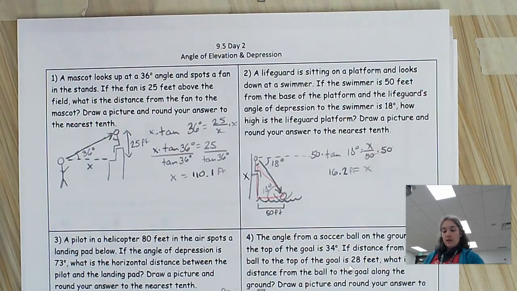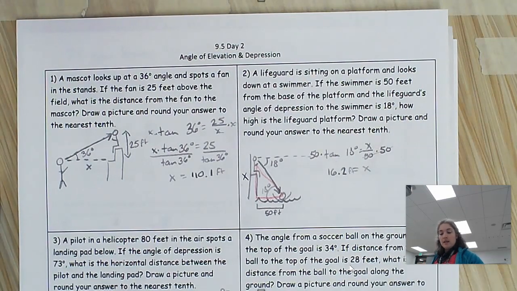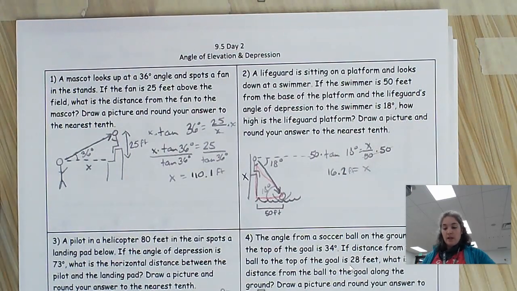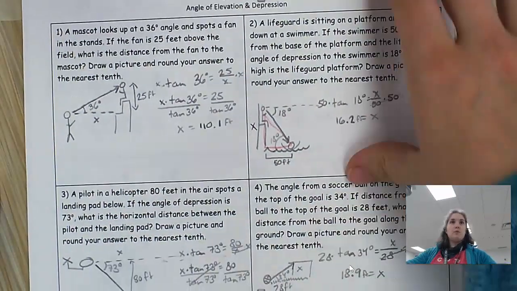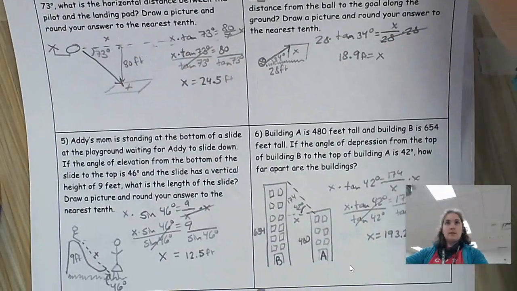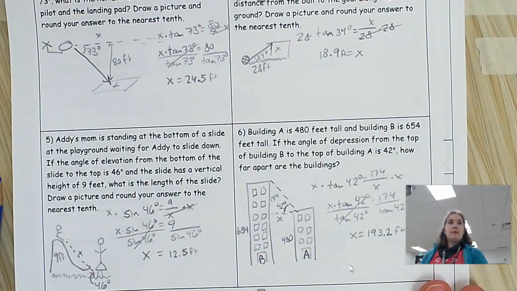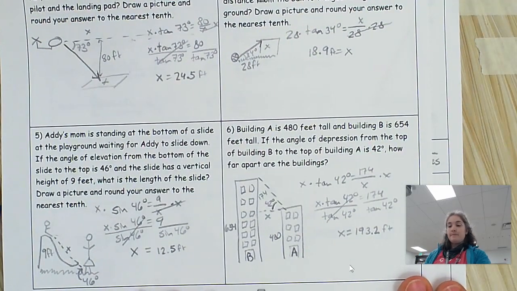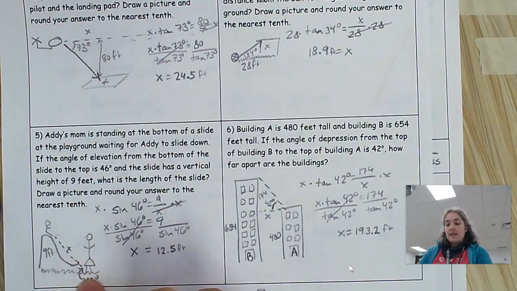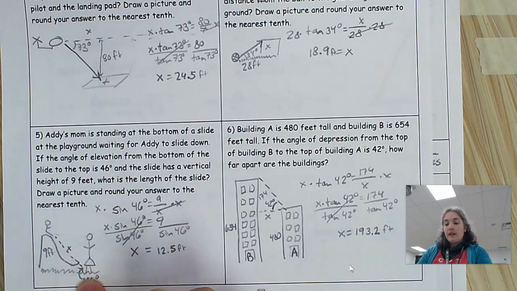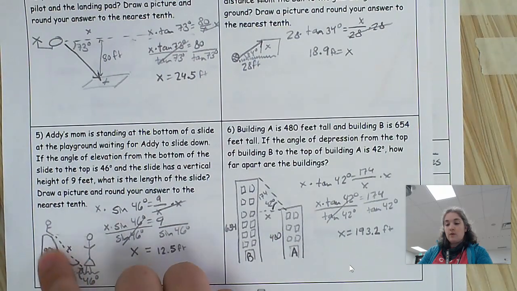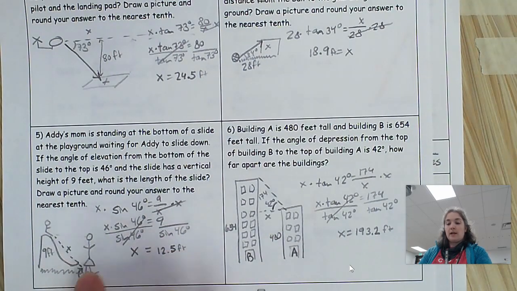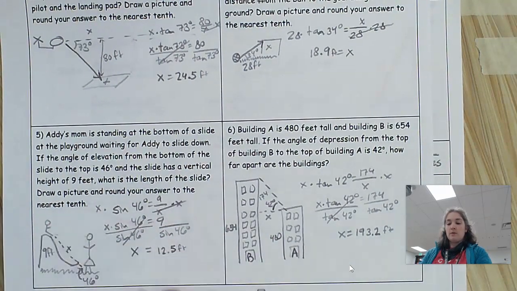All right, the next one, we have Addie's mom is standing at the bottom of the slide at the playground waiting for Addie to slide down. Ooh, you cannot see those. Sorry, guys. I'll leave them there. That way you can see them. So waiting for Addie to slide down. If the angle of elevation is 46 degrees and the slide has a vertical height of 9 feet, what is the length of the slide?